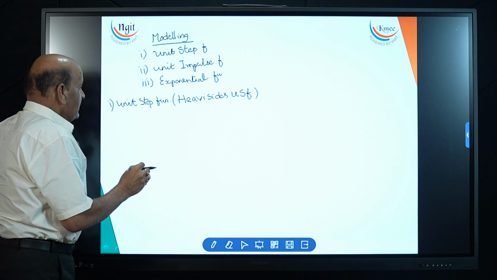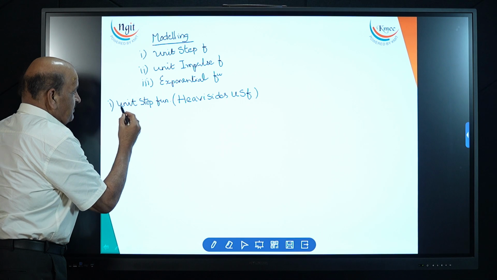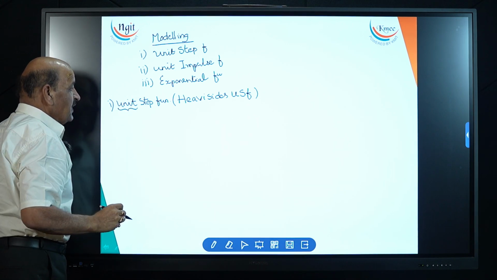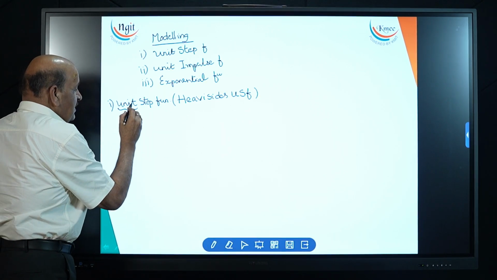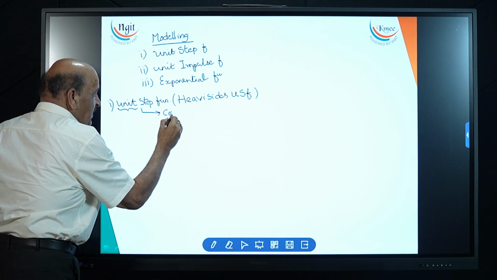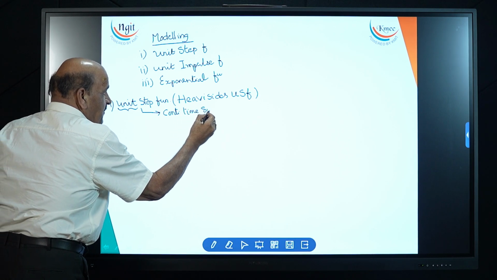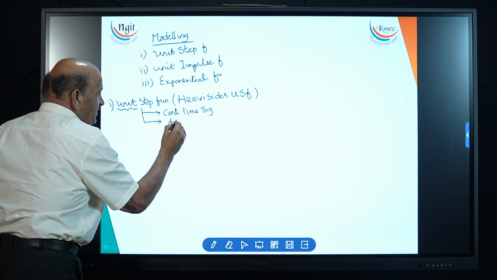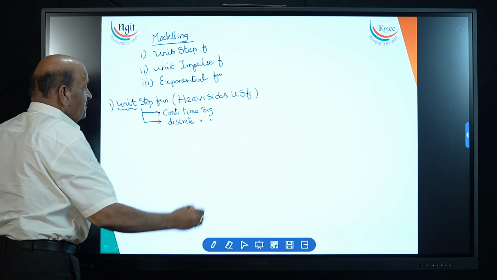Now let us consider there are three important words here. Unit step function. Among these three, the one important word is unit. Unit means of unit measurement. Now we have to discuss this function with respect to continuous time signal. After that we are going to discuss the same concept with discrete time signal.